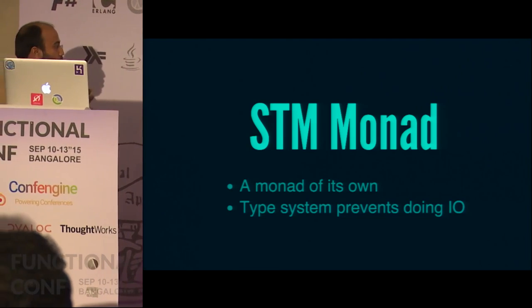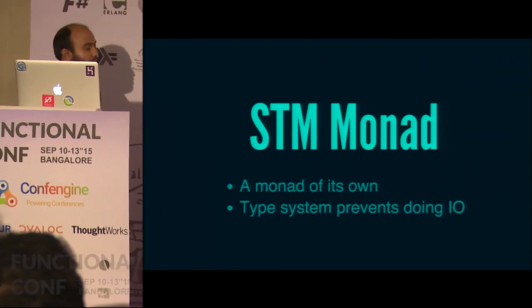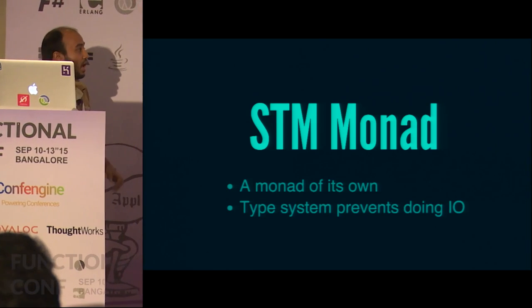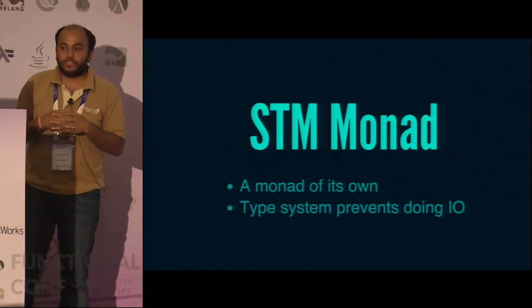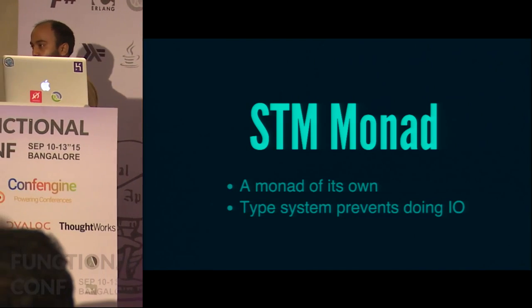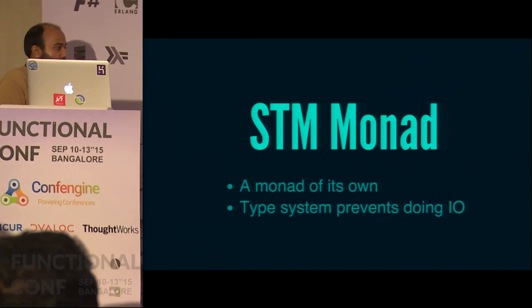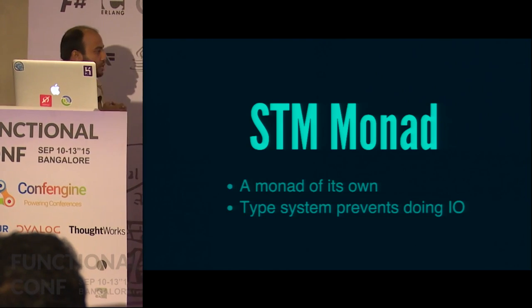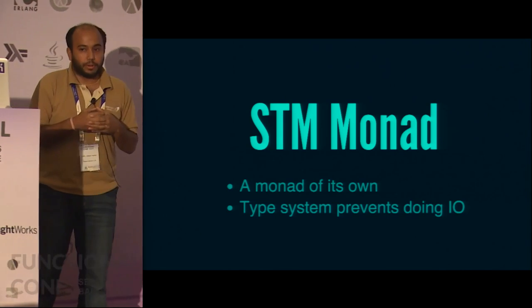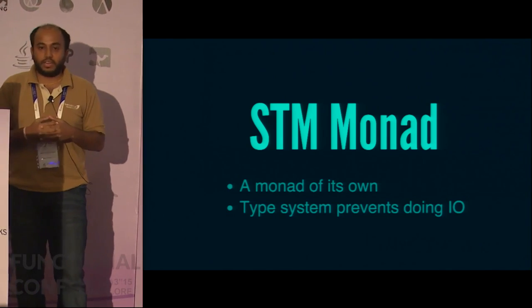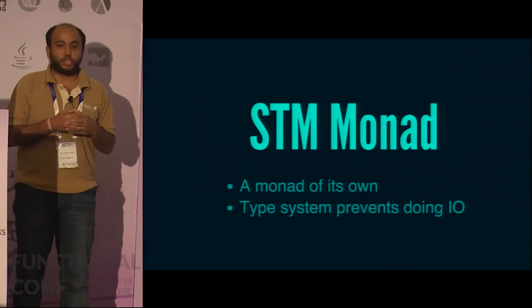Let's quickly go over the STM implementation. So STM first of all comes with a monad of its own. STM does not run in the IO monad. It comes with something called the STM monad, which means that you cannot run IO operations in the STM monad. You cannot do side effects in the STM monad. The type system prevents you from doing IO.